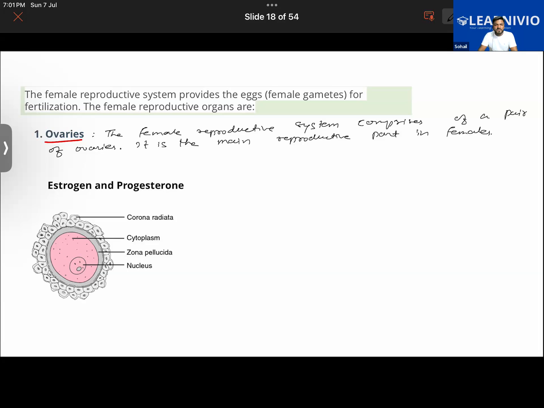Okay. Furthermore, its main function is to produce female gametes called eggs or ovum. Now, you are going to write its main function is to produce ova or ovum. When you talk in terms of singulars, it is called ovum. Ovum is the singular of ova. Apart from producing ovum, it also produces the female hormones like estrogen and progesterone.